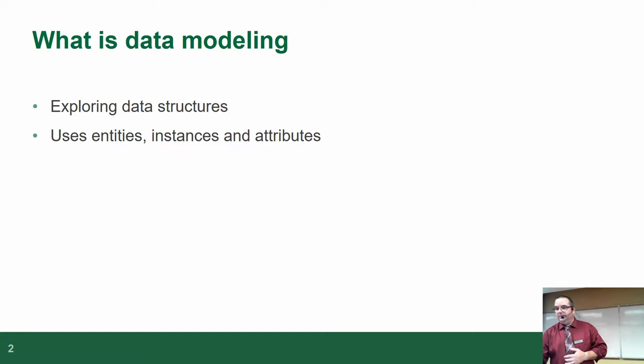And essentially, what we're going to talk about is data modeling for starters. When you're talking about data modeling, you're exploring data structures, and it uses three key terms: entities, instances, and attributes. I'll be going over those in a few minutes. The whole point is you're going to explore what the data structures are around you. And surprisingly, things are fairly well structured when you actually start looking at it. Part of the challenge is learning how to think in a structured manner so that as you work through the data, you stay consistent.